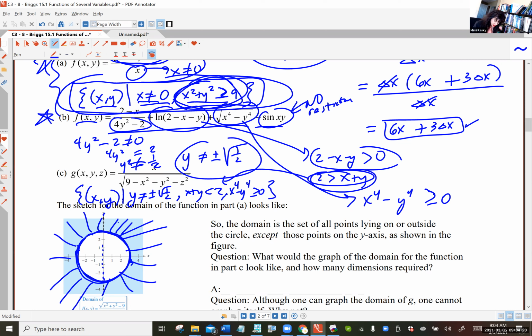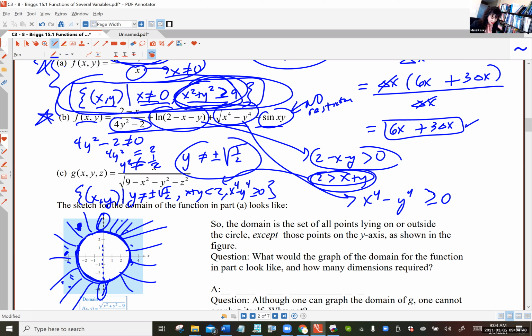So the function is allowed to eat any XY point. Any points that live outside that circle, so long as they don't live on the y-axis. Remember, we have to also honor the other criteria, the other condition. So this is a picture of all the points that that function can eat. Pretty cool, huh?